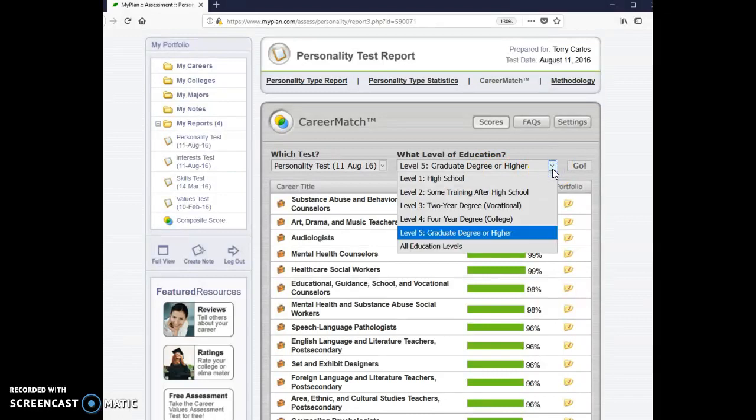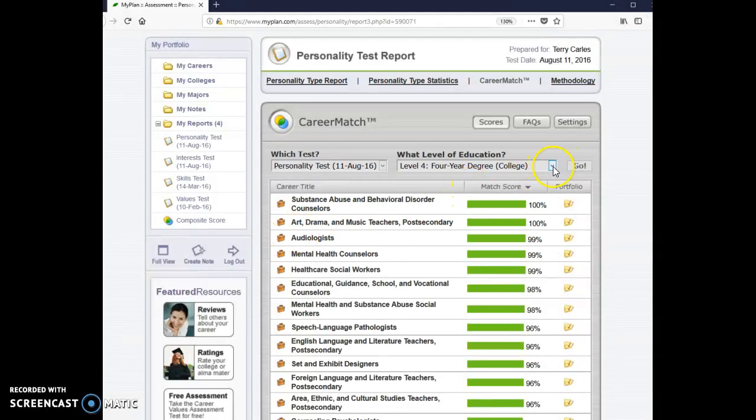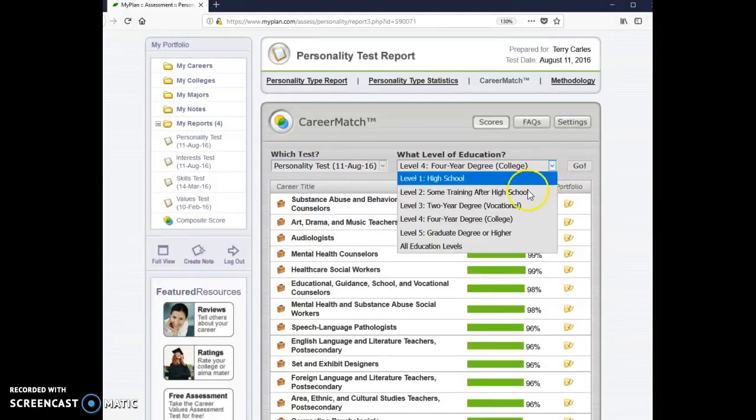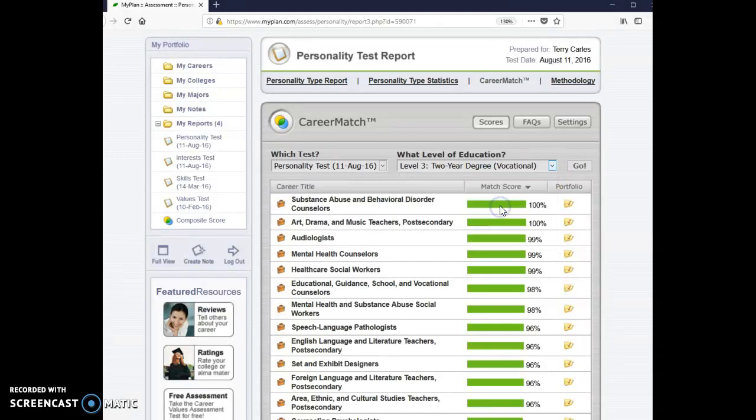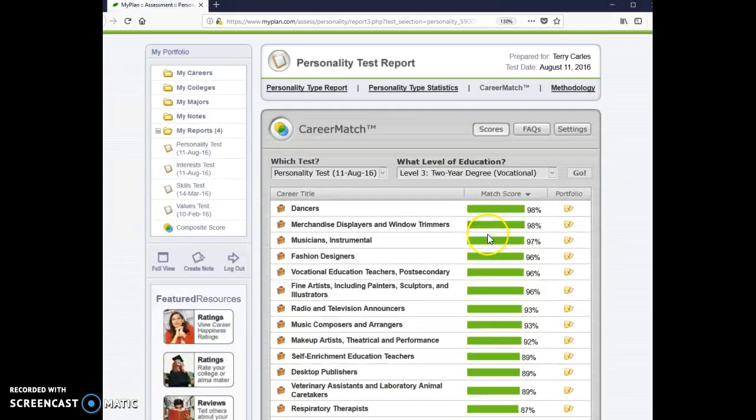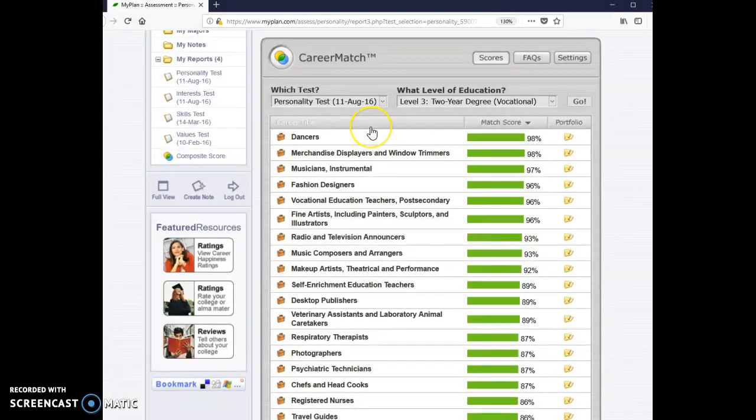If you are thinking you might stop at only a bachelor's degree, then you would click on that. If you're thinking you are only going to get a 2-year associate's degree, then you would click on that. What will happen then is, based on what level of education you have and based on the results of that particular inventory, when you click Go, it will give you a list of possible careers that you might enjoy, and that might be a good match for you based on the particular inventory, in this case your personality, and on the level of your education.